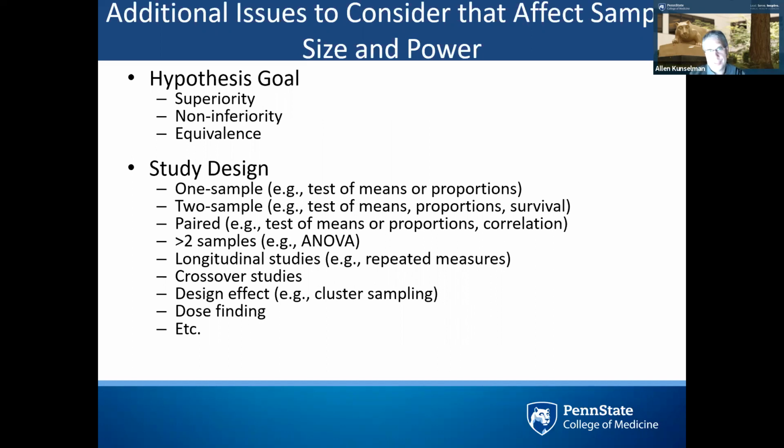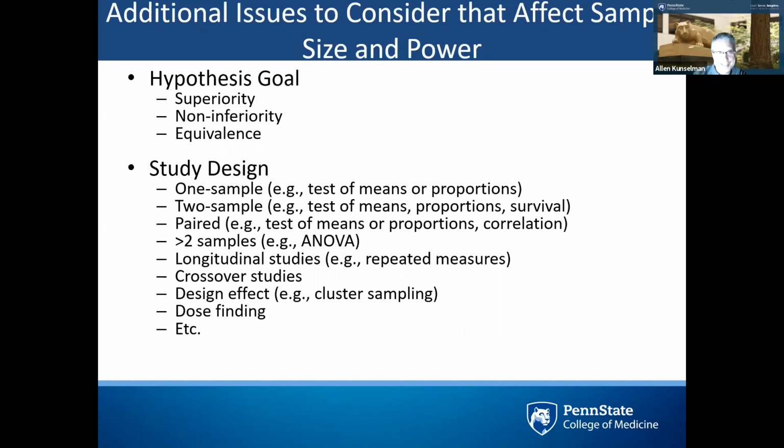So some additional things to consider, and I'm just bringing up topics that affect your sample size and power, is what is the goal of the study? Is it a superiority study, a non-inferiority study, or an equivalence study? I'm not going into details of what each of those are, but each of these different types does affect the number of subjects needed for the study.